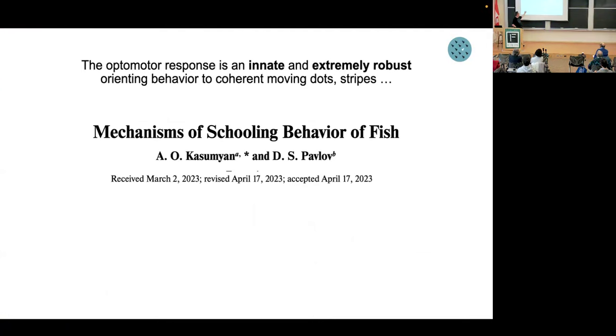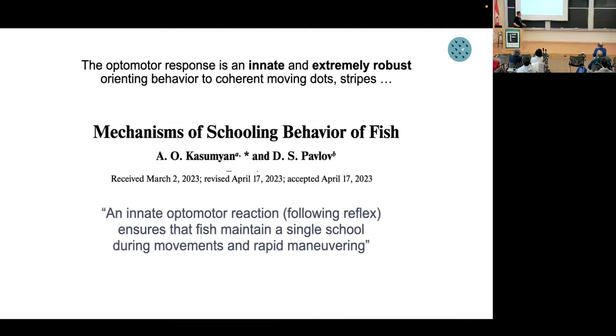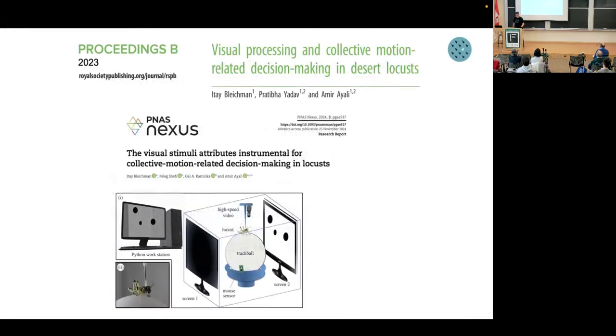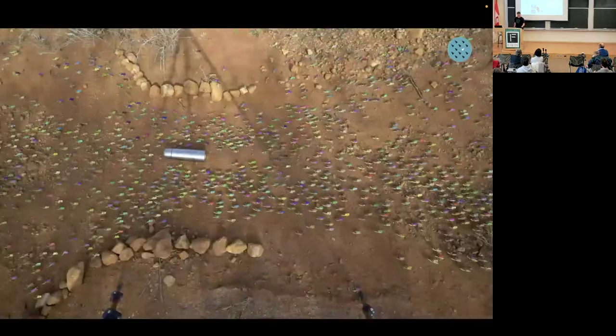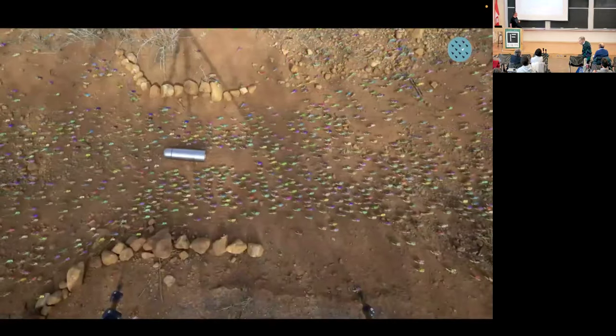Similarly, when you see even recent reviews on schooling fish, it's argued that this innate optomotor reaction, the following reflex, ensures that fish maintain a single school. But no one had actually checked if that is true. In fact, in this work at Tel Aviv University on locusts, it's assumed so strongly that the poor locust can't even turn. It's just presented these moving dot stimuli, and it's argued that this explains the swarm motion. And you can see why that is thought to be the case.